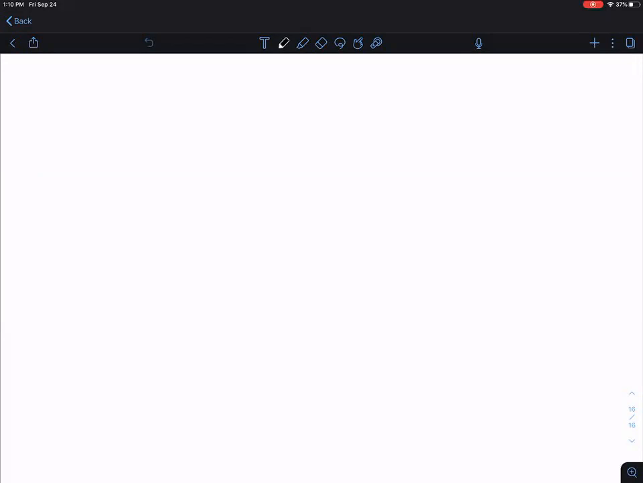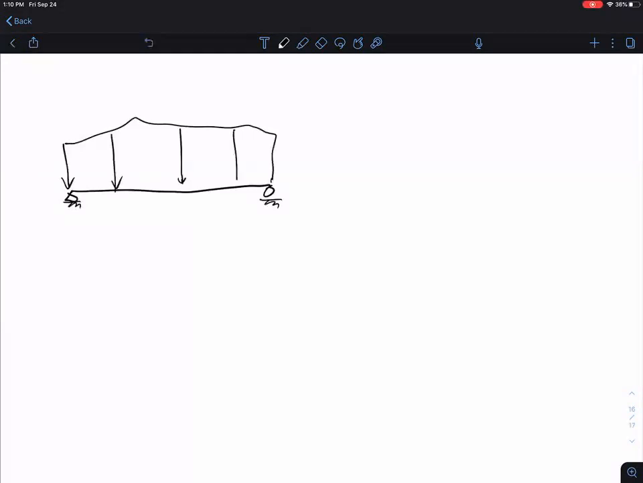In this video, we're going to discuss the moment area method for computing displacements in beams. So we will start by considering a beam that has an arbitrary distributed load. And then let's define 2 points on the beam. We'll call that A and B.